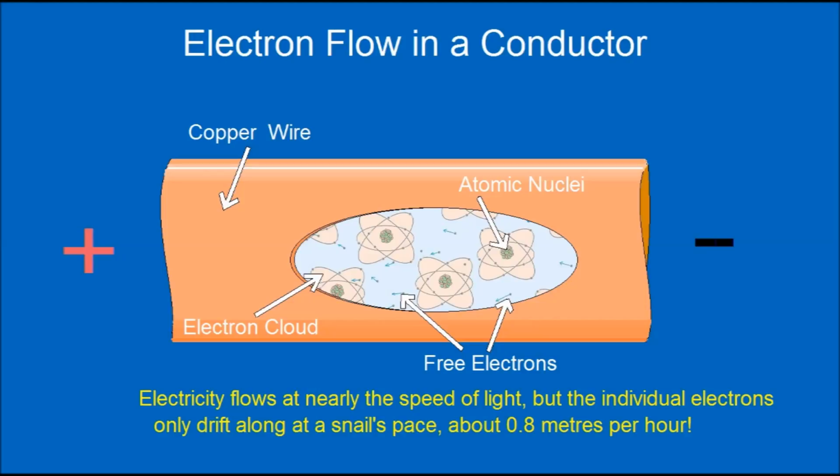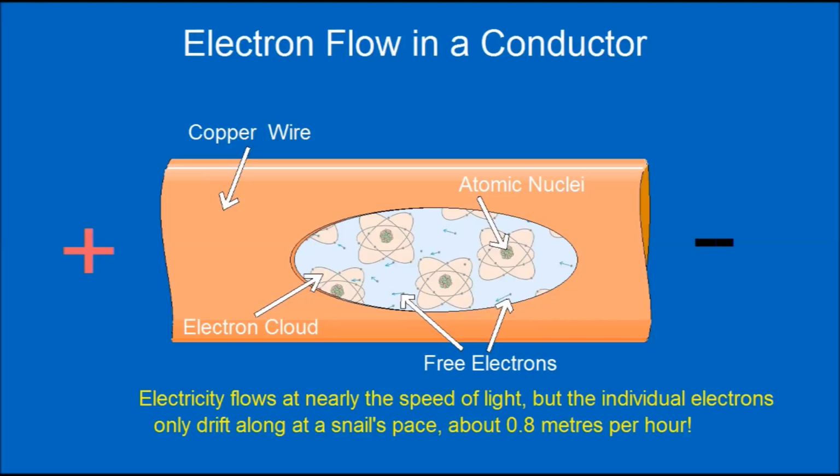These free electrons are what move through the conductor and constitute the electron flow. The individual electrons move very slowly, only about 0.8 meters per hour. That is at a real snail's pace. But because the Coulomb force is so strong, the electrons must keep moving and cannot jam up.